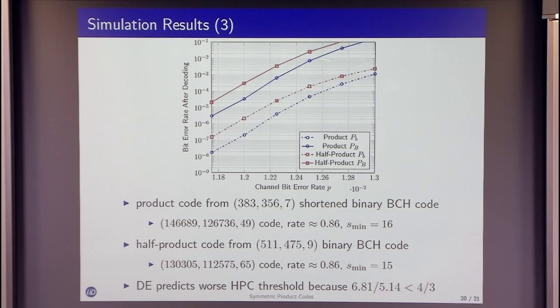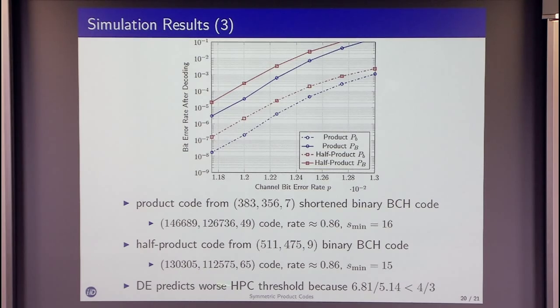All right, so now we have a case where we don't get better, but we know why we don't get better. So the product code is now a 3 error correcting code, and it has rate 0.86. Here's its parameters. And the half product code is based on a 511, 4 error correcting BCH code. Here's the length. And what we see now is its stopping distance is slightly lower.